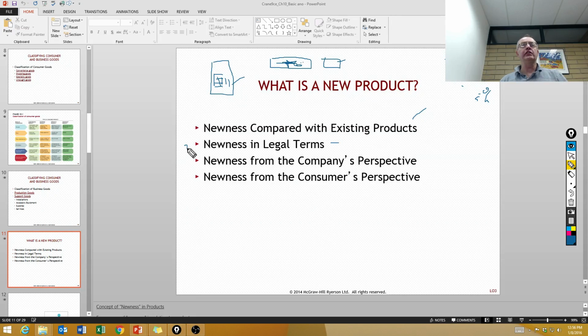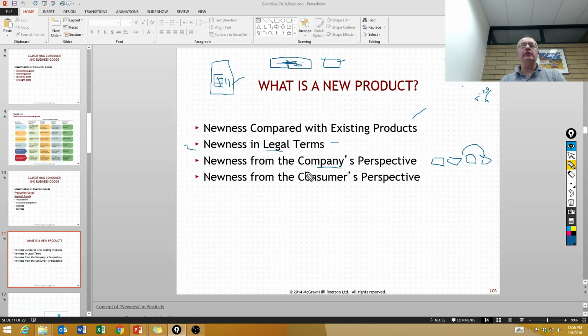Okay, so the second sense of newness is newness in the legal sense. In Canada, a company can market a product as new only for a 12-month period. And then we have newness from the company's perspective. When we speak about newness from the manufacturer's perspective, it may mean that there's simply a product line extension. So the company, instead of having 3 types of vehicles it sells, comes out with a 4th type. General Motors comes out with a new concept kind of vehicle. That's a product line extension.